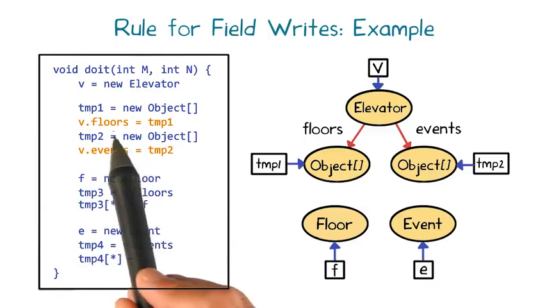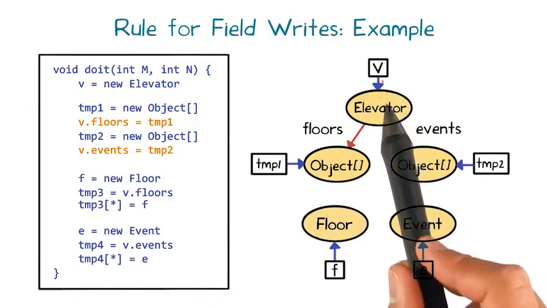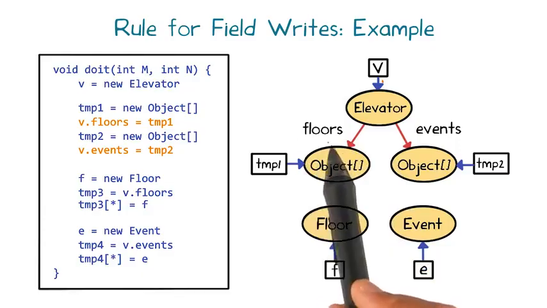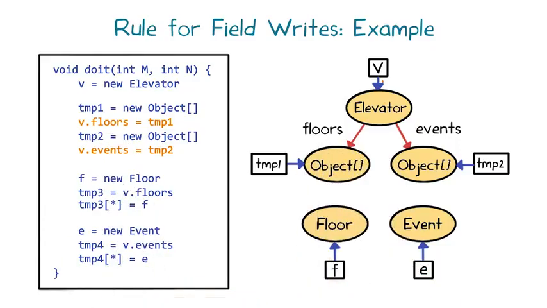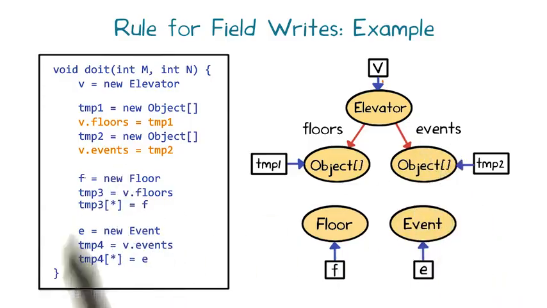In the first field write highlighted here, variable temp1 is pointing to an object array, and variable v is pointing to an elevator object. By the rule we just discussed, we add a red arrow from the elevator object to the object array, and we label it floors to match the name of the field being written to. Similarly, for the second field write highlighted here, we add a red arrow from the elevator object to the object array pointed to by temp2, and we label this arrow events to match the name of the field.